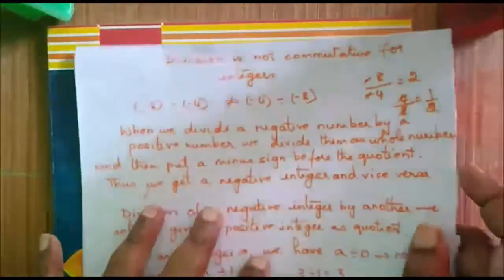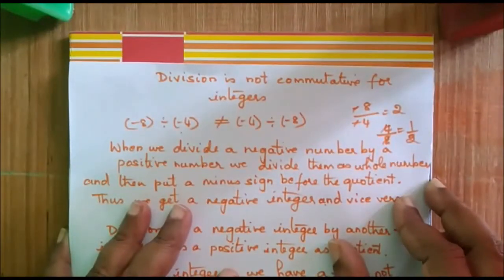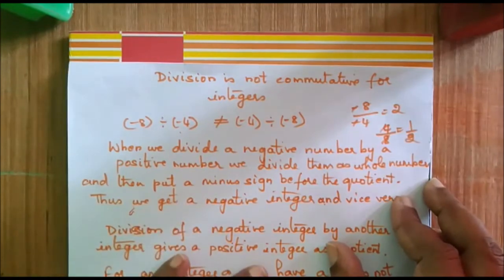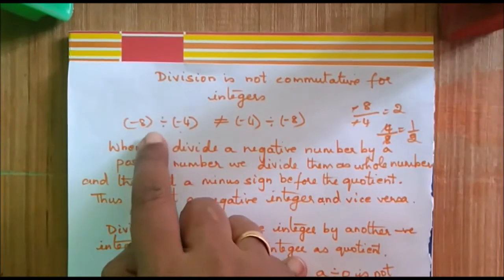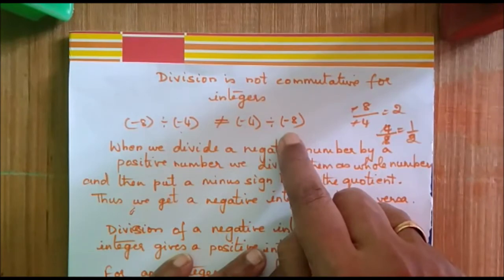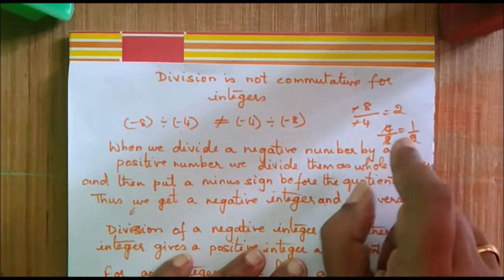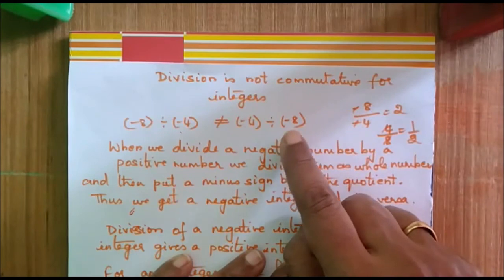Now we'll go to the next topic, that is division is not commutative for integers. That is, for division, commutative does not hold good. If I divide minus 8 by minus 4, what do I get? I get 2. But when I divide minus 4 by minus 8, I get 1 by 2, which is not an integer. It is a fraction. Therefore, division does not hold good for commutative under integers.